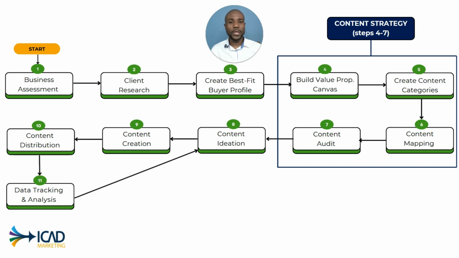And this is where we build out your positioning, your messaging, and your differentiated value to really help you stand apart from your competitors. Once we have that, step 5 is where we build out your content categories. Based on the use cases and the problems from step 4, which is our value prop canvas, we decide on the 3 to 5 content categories that we want to focus on.